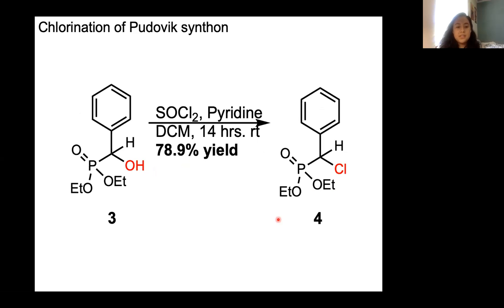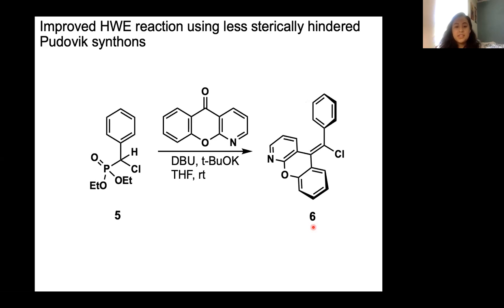Compound 3 was then treated with thionyl chloride, the worst ever reagent in the world. It gave very good yields as well after a 14-hour reaction to give me compound 4. Compound 4 is the Peterson synthon of interest that did give me some yields. Compound 5 was treated with azoxanthone, chromophore, and then we got compound 6.